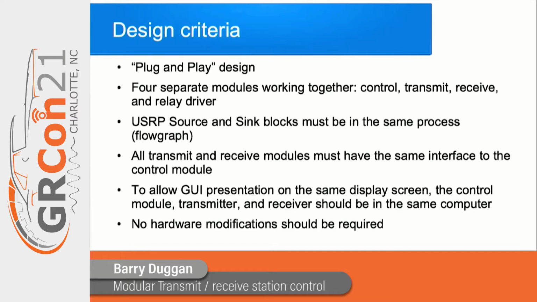All transmit and receive modules must have the same interface to the control module. That seems intuitively obvious. If you want all the GUI presentations on the same display screen, the control module, transmitter, and receiver should be in the same computer. Otherwise, you'd have two different monitors to look at. And very important to me, no hardware modifications should be required.